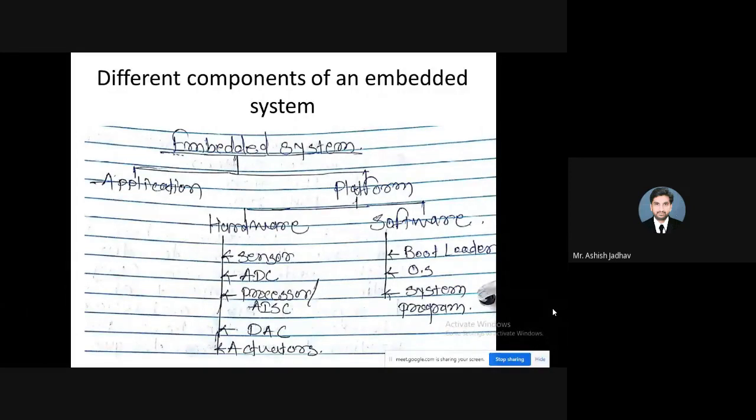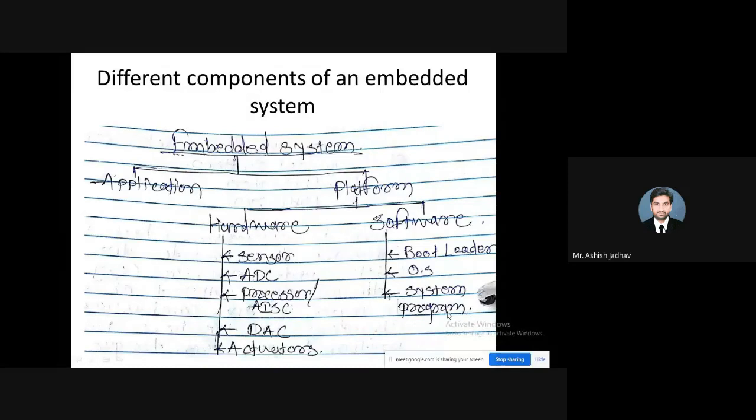Actually, software is divided into three groups: bootloader, operating system, and system program. And one more is there, that is application. All of those four are kinds of software only. Right? This application is also a software. This bootloader is also a software. Operating system is also a software, and system program is also a software.